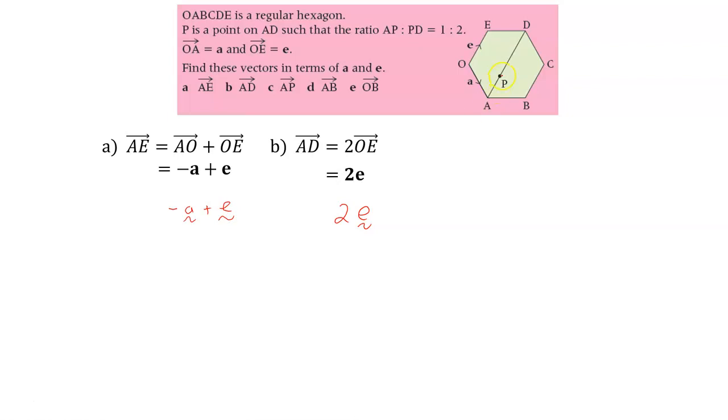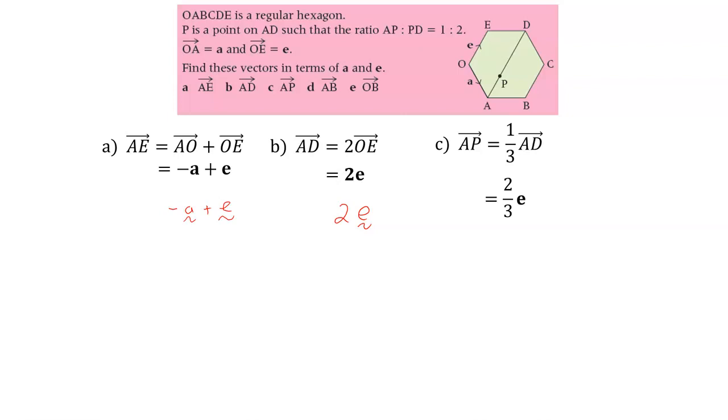AP then. So I'm told that AP to PD is in the ratio 1 to 2. So the length AP is 1/3 of the length AD. Now I got over here that AD was 2E. 1/3 of 2E is 2/3 E. It's preferable to write the fractions separate from the letter rather than having 2E over 3. It will just help with more arithmetic later, but it's not incorrect to write 2E over 3.